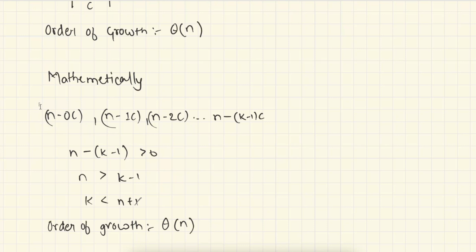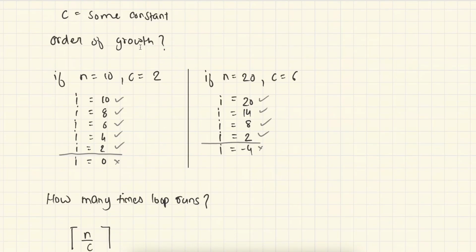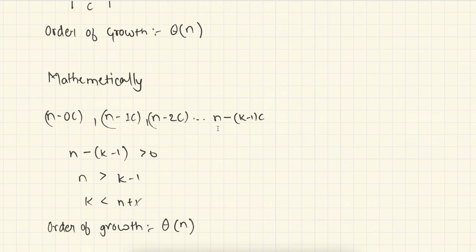So at first iteration it becomes n minus 0c, that is going to be n only. In the next iteration we are going to have n minus 1c, n minus 2c, and so on. And the last iteration is going to be n minus k minus 1 c. So n minus (k minus 1)c is greater than 0. This is our base condition here, right? When i is greater than 0. So in the last iteration the value of i becomes n minus (k minus 1)c.